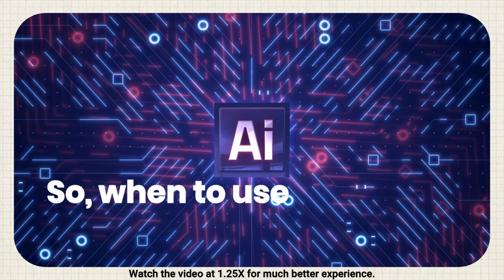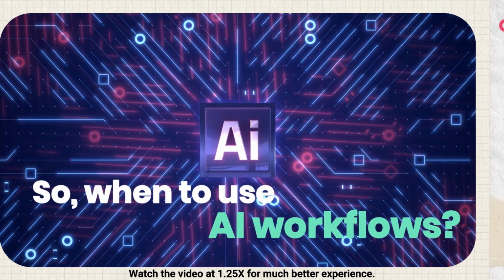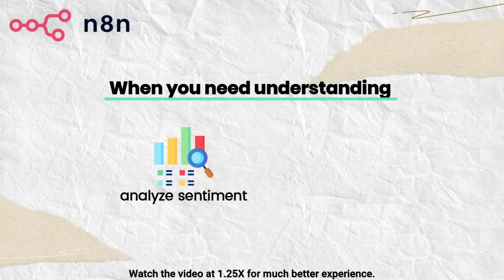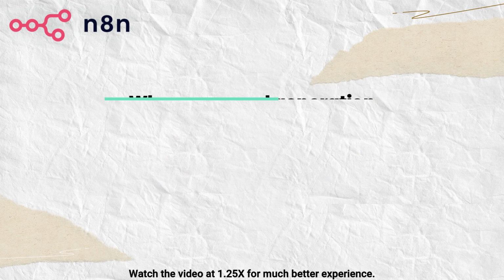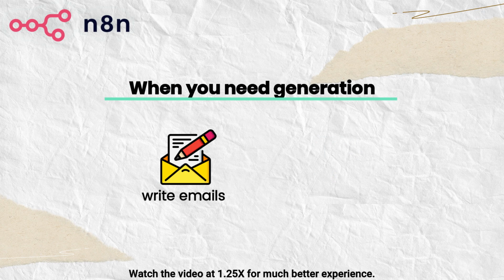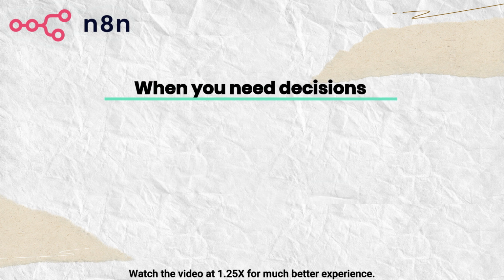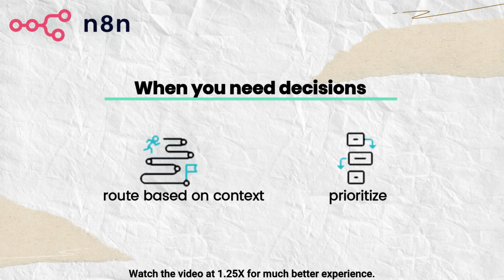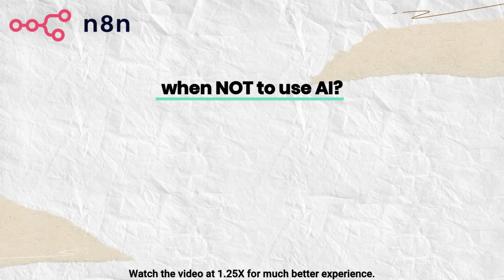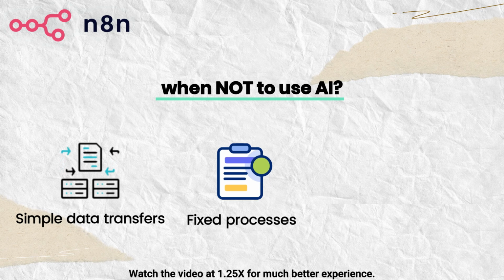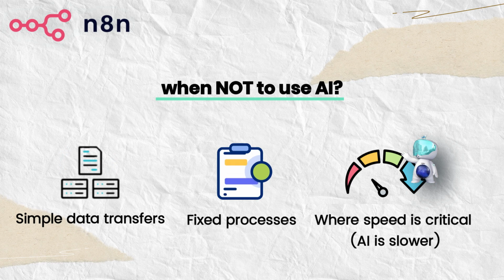So let's think about when to use what kind of workflows. When to use AI workflows? When you need understanding, like analyzing sentiment or extracting information. When you need generation, like writing emails or creating summaries. When you need decisions, like taking a route based on context or prioritizing something. And when not to use AI: simple data transfers, fixed processes that never change, where speed is critical. AI makes things a little bit slower, right? Or where consistency is more important than intelligence. For example, we used a code node for generating emails because we wanted a fixed format.